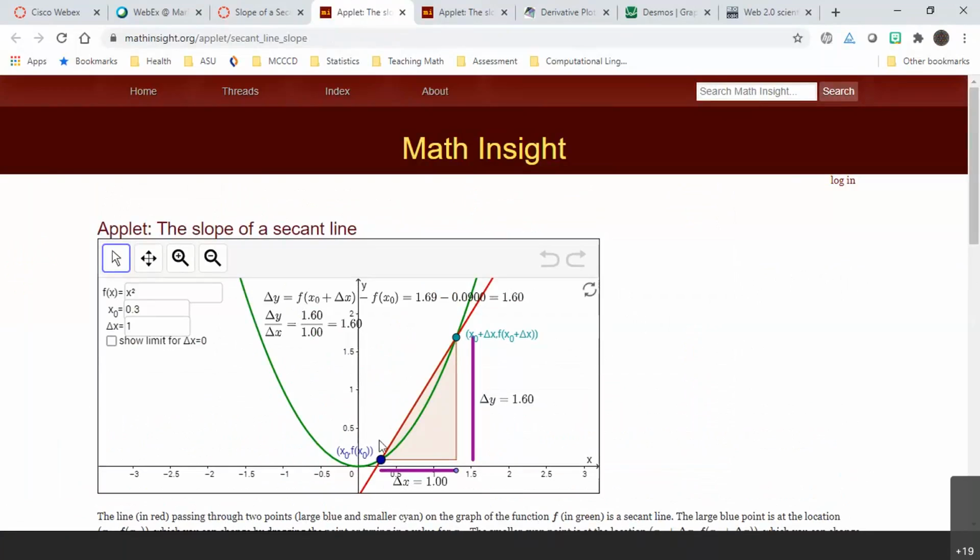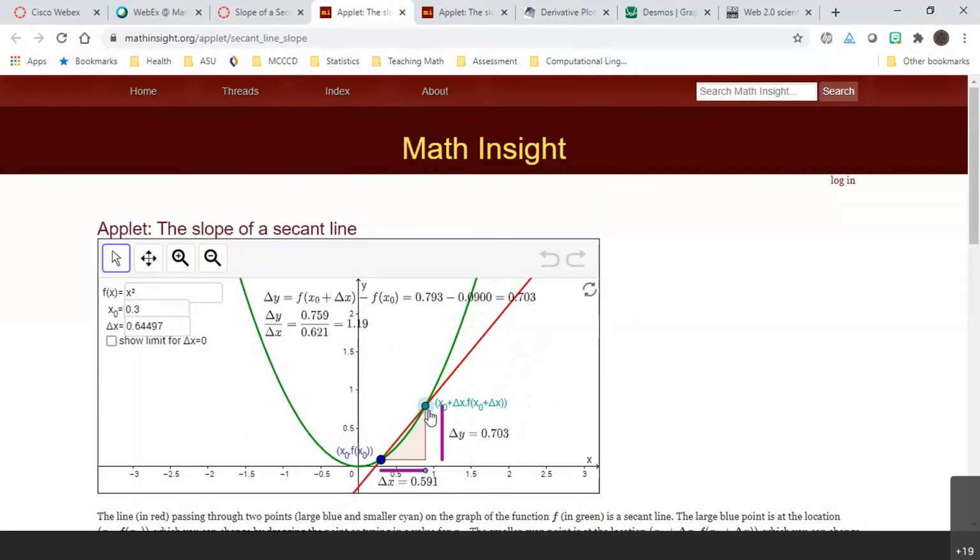So here I have a green quadratic curve. You can see it's f of x equals x squared. The red line is a secant line between these two blue points. And what I can do with this app is move these 2 points closer and closer. Notice what's happening to the secant line. It's moving outside the curve. And as these 2 points get closer and closer, this secant line approximates a tangent line at a point here.